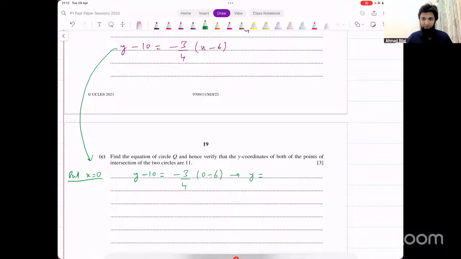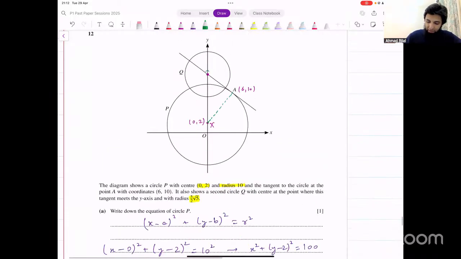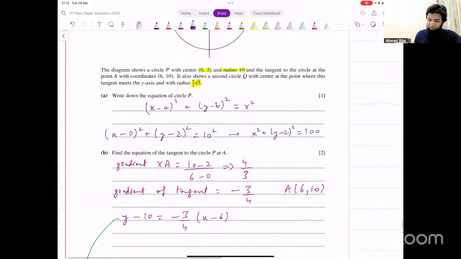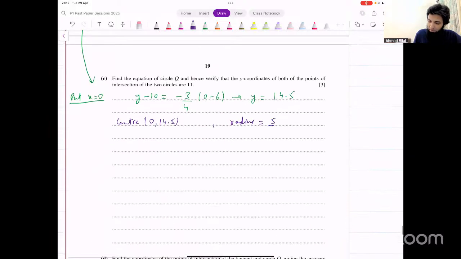Is that 14.5? Can somebody confirm this? Yeah, 29/2, that's 14.5. That's the y coordinate of the center that we're getting, this point. This is 0 and 14.5. So now that we've got that center, we can write down the equation, because we know the coordinates of the center. They are 0 and 14.5, and we know the radius of the circle. The radius of the circle is 5/2 times √5.